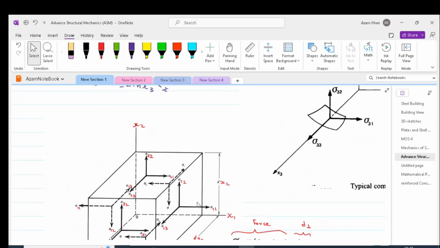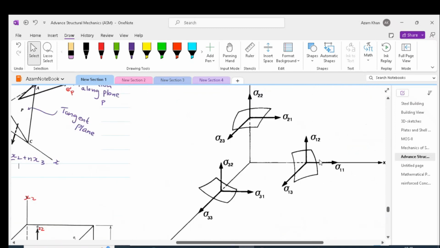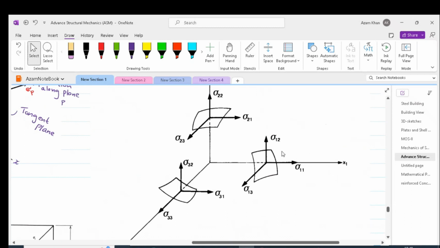The stress vector sigma 1 on the plane that is perpendicular to x1 can be written as sigma 11 x1 plus sigma 12 x2 plus sigma 13 x3. We can see that along x1 we have 3 components of stress.